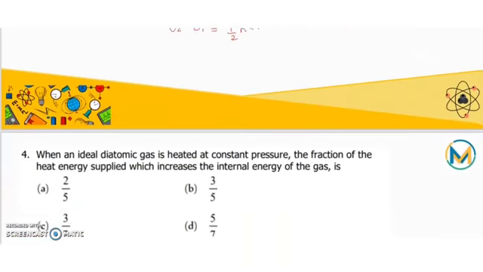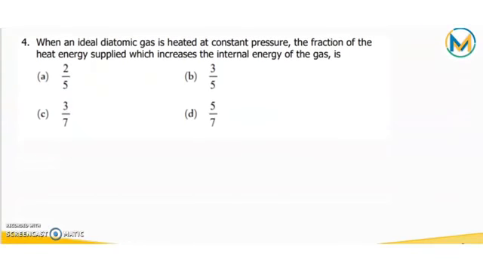Next question. When an ideal diatomic gas is heated at constant pressure, the fraction of heat energy supplied which increases the internal energy of the gas is. Now the fraction of supplied energy which increases the internal energy is given by this fraction F, which will be equal to delta U upon delta Q, that is heat change at constant pressure.